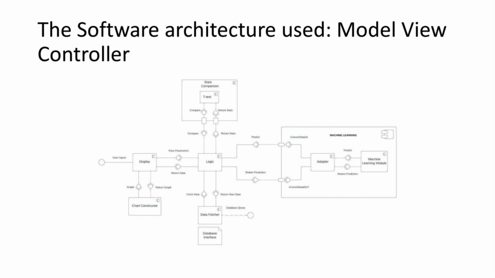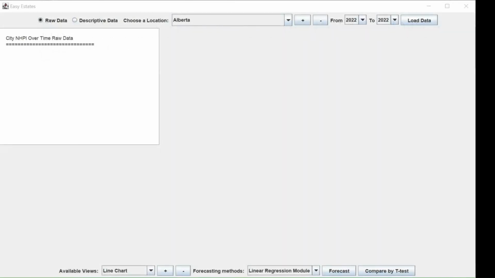Within our model, we have the stats module, the machine learning module, and the data fetcher that interacts with the database. Whenever these modules are called by our controller, the logic component, they perform their tasks and send back the necessary information, where it is then sent back to the display in an expected format.